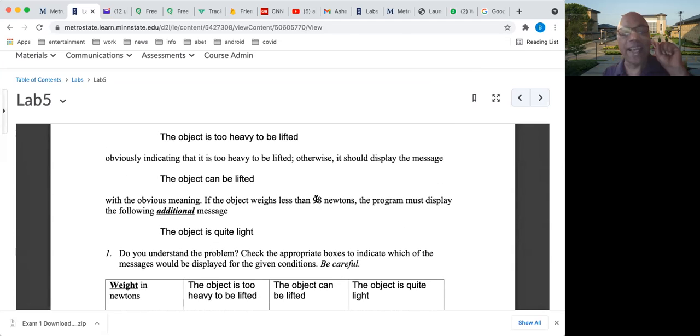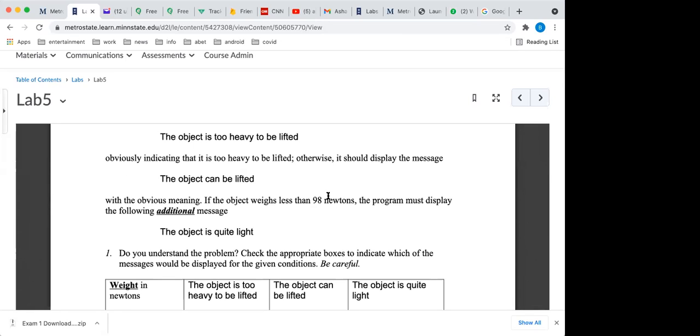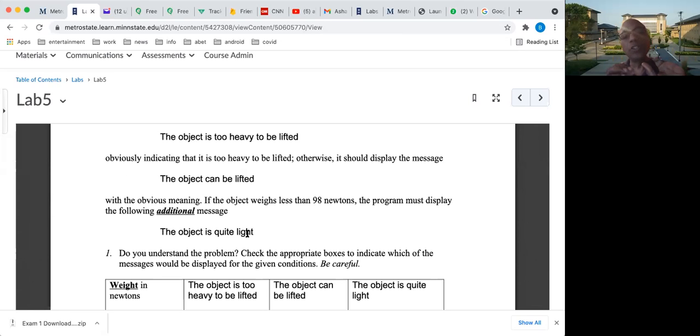Similarly here, 98, if the object is more than 98, it should not display this message. If the object is 98, what should it display? Should it display this or not? It should not, exactly. So those are called boundary conditions. You must check those kinds of things. So that is why we need multiple test cases. If you don't test something, you probably won't catch certain bugs. And so be careful with all those kinds of things as you are doing the lab.